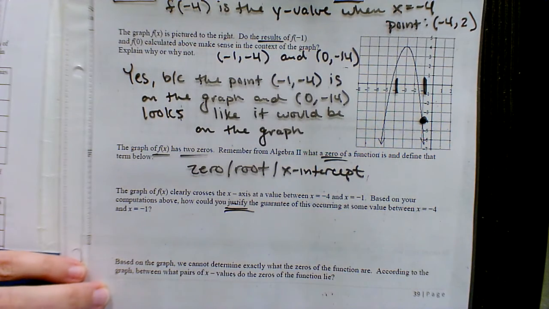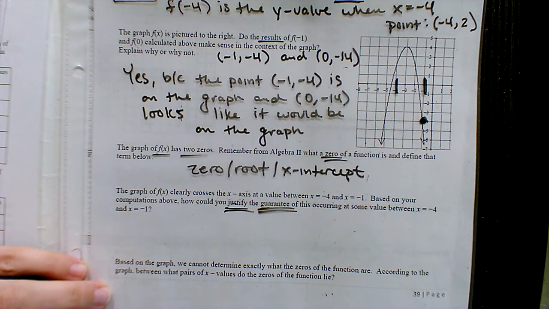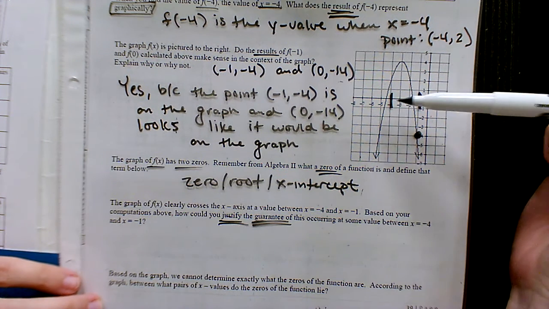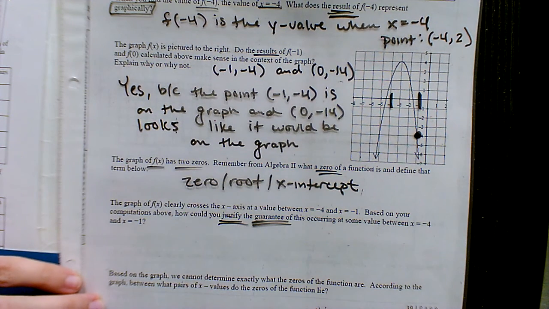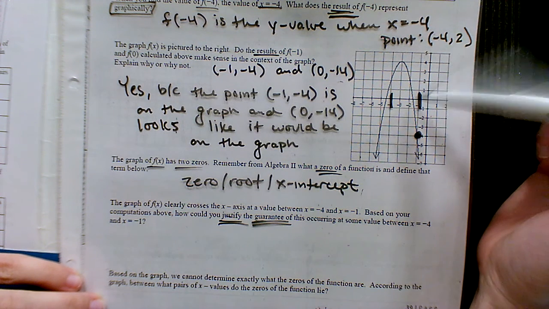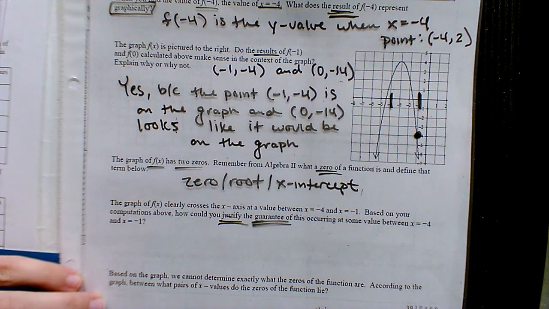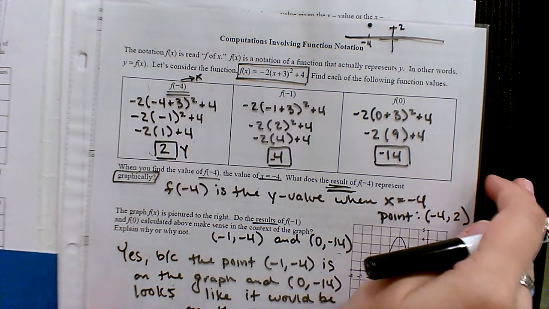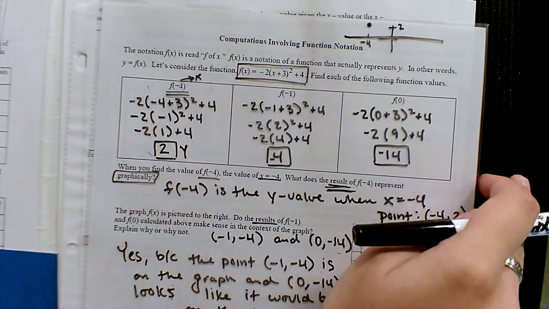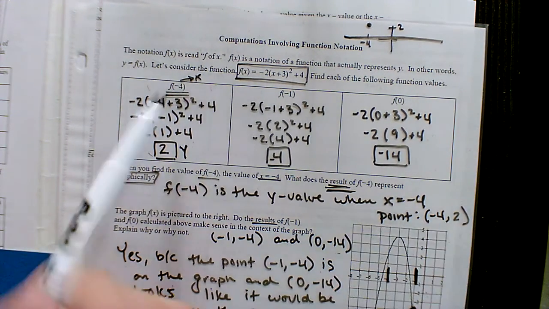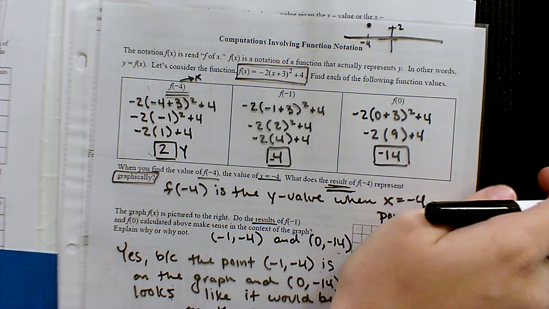Based on your computations, the little work you did up at the top in the table, how would you justify the guaranteed location of this x-intercept? How do you know for sure that there is one between negative 4 and negative 1? We don't really know what it is, it's going to be some decimal value, but how do you know that there's one there for sure? Let's say we didn't have the graph, we're looking at this work.